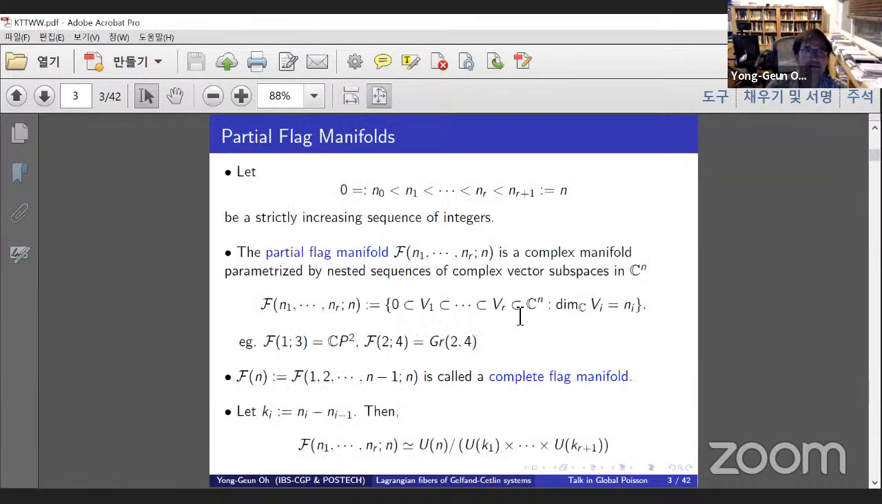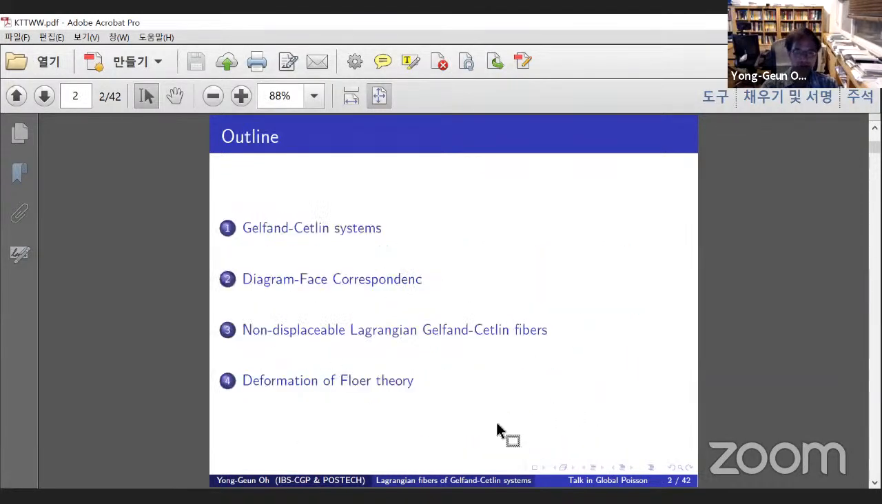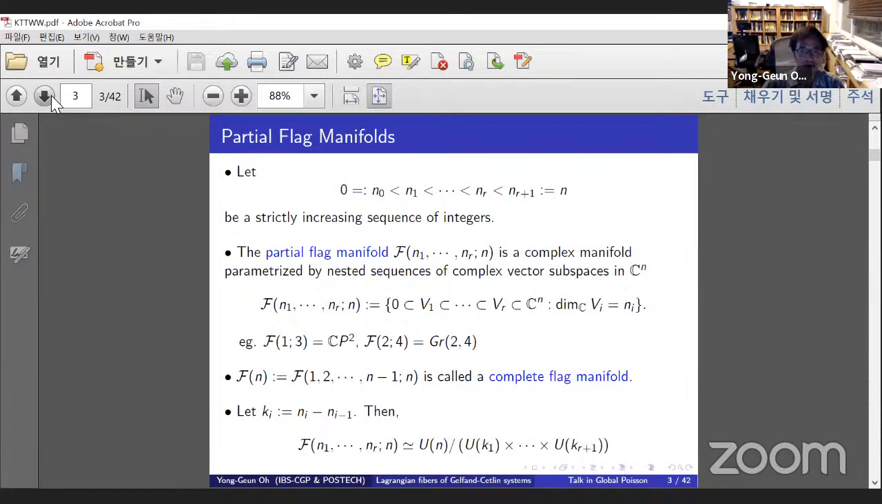Okay, so I guess the first part, most of you maybe know better than I do, but I'll just quickly go over what the main integrable system is. Everybody knows what a partial flag manifold is, I suppose. The partial flag manifold is a complex manifold parameterized by this nested sequence of complex vector subspaces in C^n. These are standard notations. And then if the flags are complete, then it's called the complete flag manifold. It's a homogeneous space, as written there.